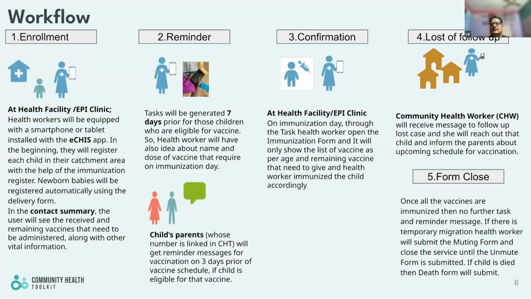For the fourth step, loss to follow-up, I previously mentioned that if any child misses the vaccines, then the female community health volunteers, who are literally community health workers, get a notification. The notification says the child in your area, with the baby's phone number, has missed the immunization, please find them and send them back to the EPI clinic for immunization. The community health worker receives this, and on that basis they visit the child, counsel the parents, and send them back to the EPI clinic for immunization.